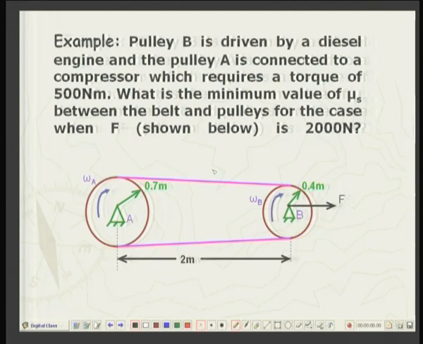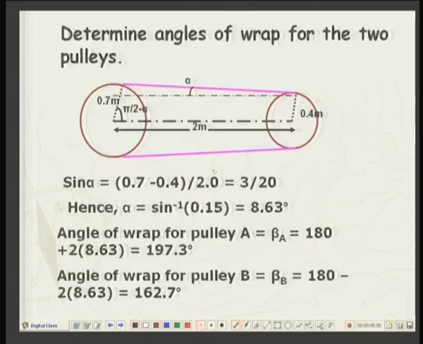So, what is the minimum value of mu s? That is, if we have slightly less than that, slip will take place. So, it is the case of impending slip. Various dimensions, the diameters, etc. are given. So, let us begin with the solution of this problem.